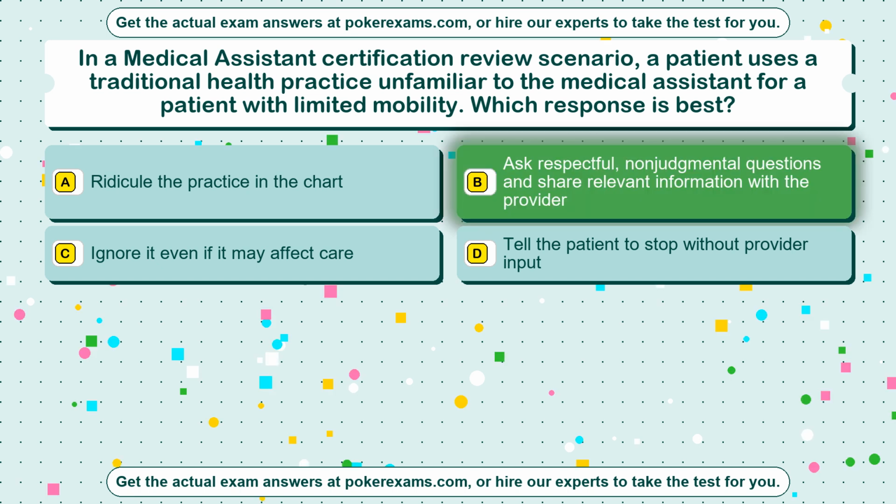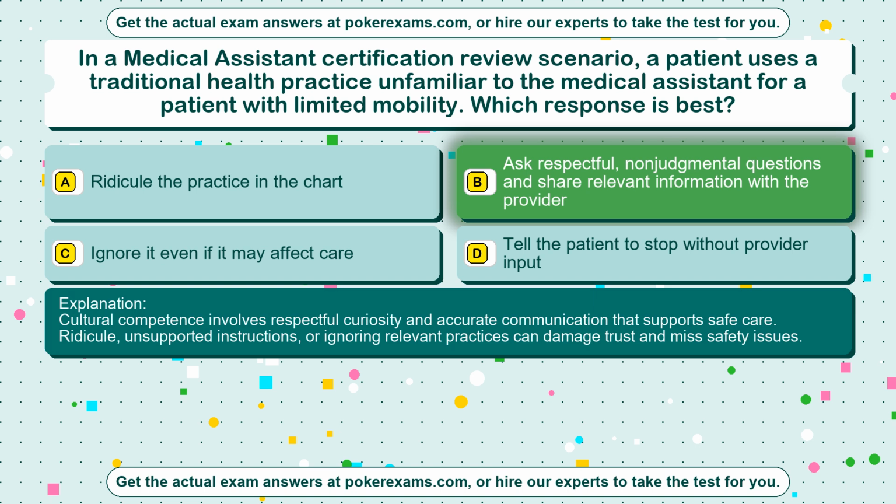The correct answer is option B. Ask respectful, non-judgmental questions and share relevant information with the provider. Cultural competence involves respectful curiosity and accurate communication that supports safe care. Ridicule, unsupported instructions, or ignoring relevant practices can damage trust and miss safety issues.